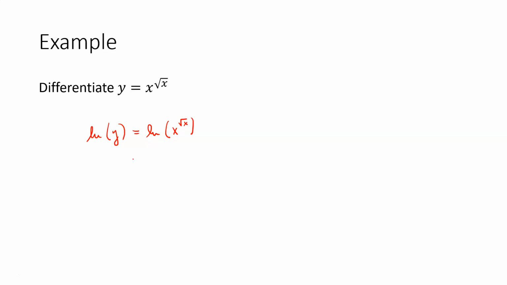I can then bring the power out. So I've got the square root of x times ln of x. Now I'll do 1 over y times y prime. So I'm taking the derivative of the left side, and then we'll do the product rule on the right side. So the derivative of the square root of x will be 1 over 2 radical x times ln x plus the square root of x times the derivative of ln x, 1 over x.